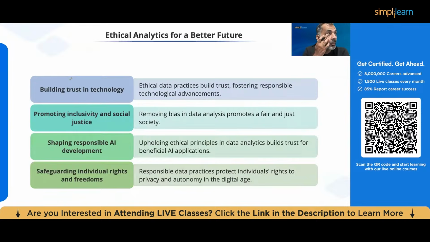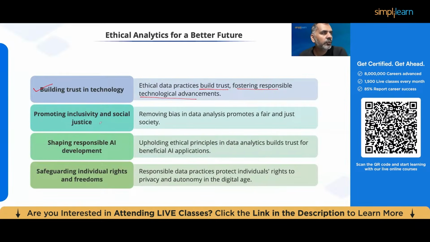So now we can talk about ethical analytics. Ethical analytics means data ethical practices in data analytics for a better future. The very first thing is we want to build trust in the technology. When you enforce all these key principles, accountability, transparency, privacy, security, and fairness, these five principles of data ethics, and introduce them into a data analytics process, it helps you build trust in the technology. Ethical data practices build trust, fostering responsible technology advancement.